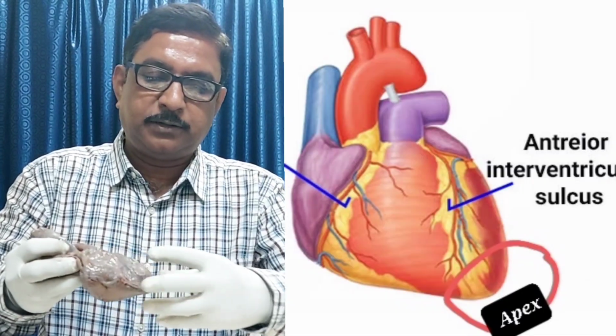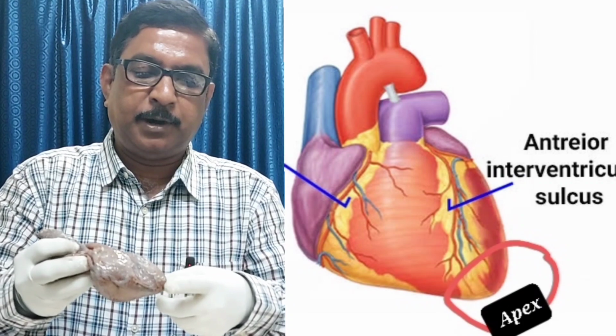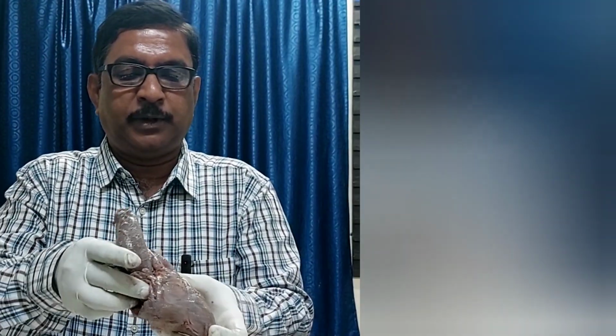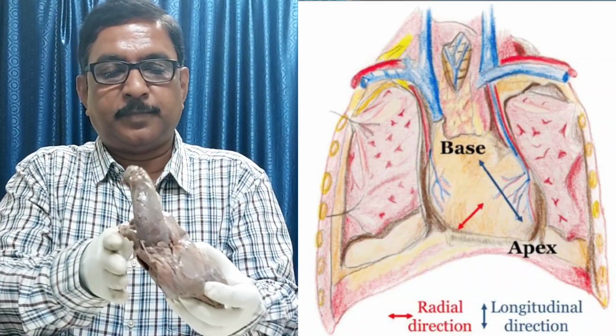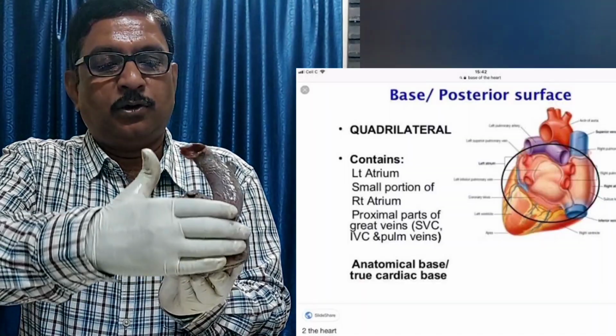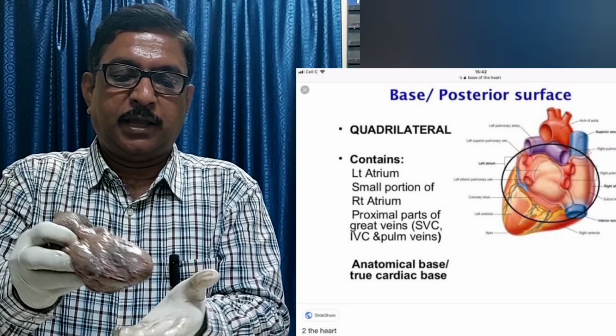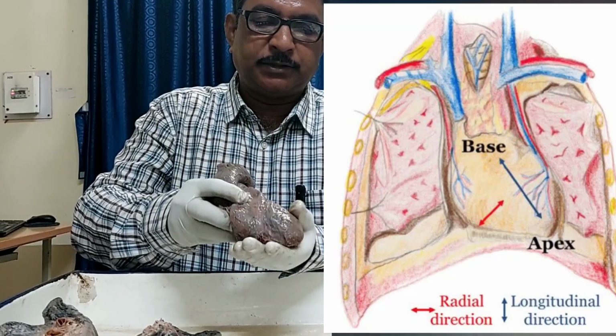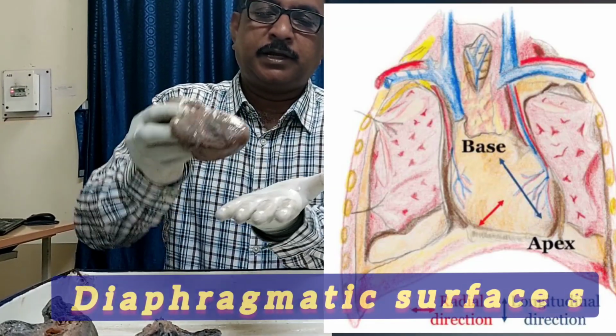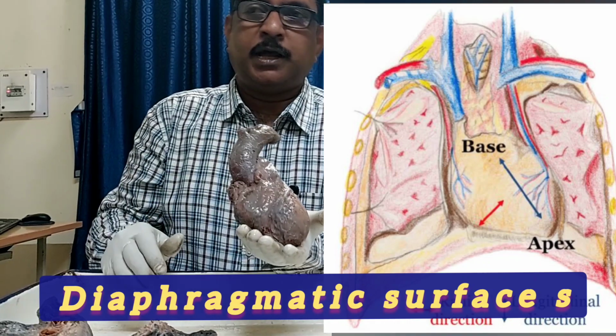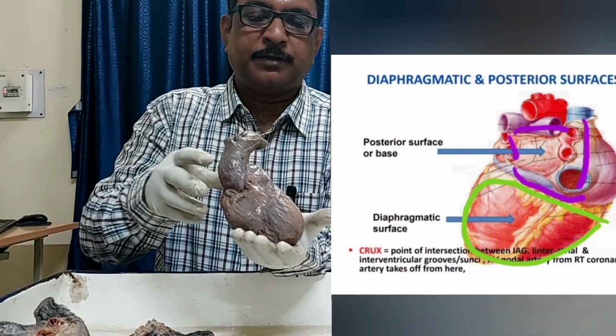One of the parts is the apex. Is the tapering part. This one is the apical part or apex. And opposite to the apex is the base. This one, posterior side, or called posterior surface. Posterior surface or base. And this one is the diaphragmatic surface, because this surface is resting on the central part of the diaphragm. So diaphragmatic surface.